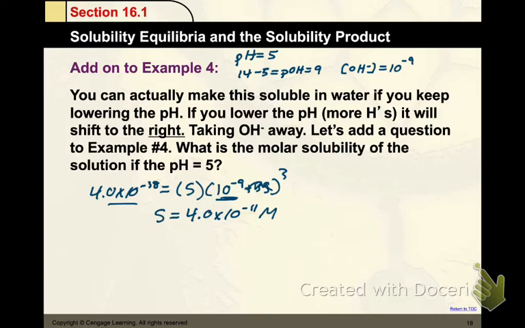You probably notice that is a larger number than what we had for just in pure water. In pure water, it was 4.0 times 10 to the minus 17 molar. So at a lower pH, more acidic pH, it was slightly more soluble. It shifted the equilibrium to the right because it removed some of the OH minus and allowed it to shift more in that direction.